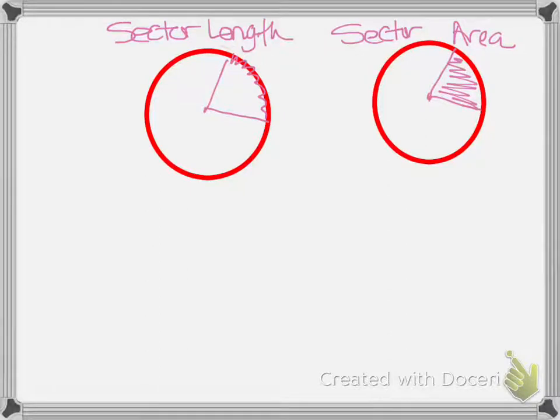Hi guys, I just wanted to do a quick video on the difference between sector length and sector area. Sector length is this part over here, like the crust of a slice, and the formula comes from the circumference of a circle, which is the whole part around. It's 2 pi r, or the circumference could be called pi times diameter, which is the whole line across, where this is the radius, right?